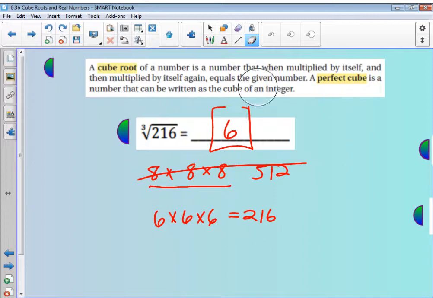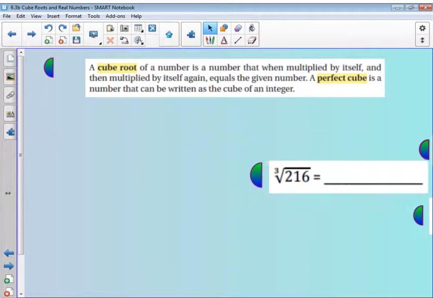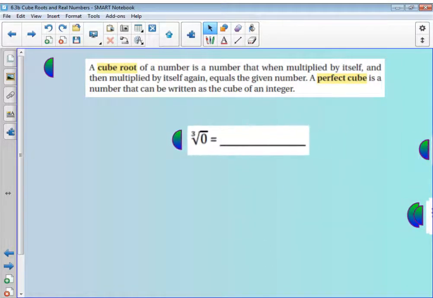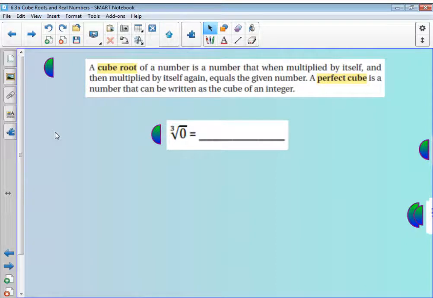Okay, so let's try some more of these. What's the third root of 0? What number times itself 3 times would give us 0? I'm hoping you don't even have to try this one out. That would be 0.